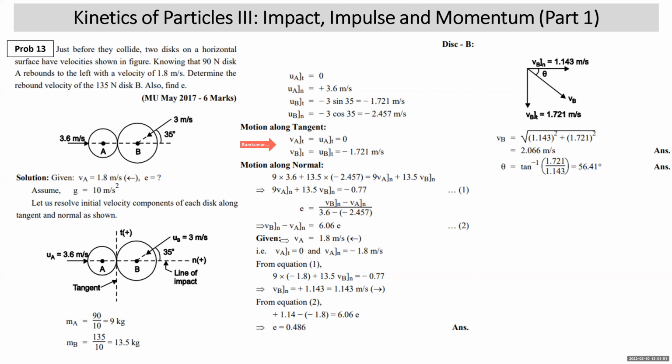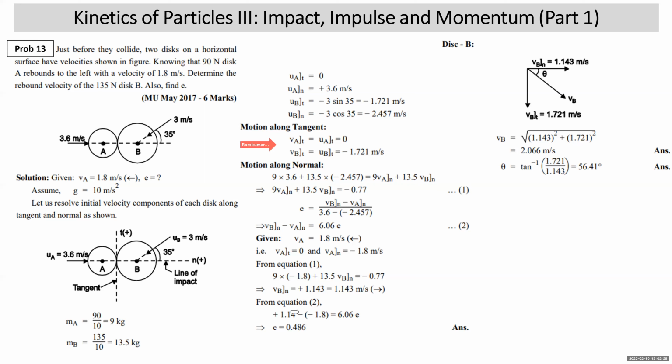Now you've got two equations in terms of VAN and VBN. Solving these two equations, you get the other values. But in this problem, VA is already given to you, 1.8 meter per second to the left. If it is to the left, its tangential component is already understood to be 0, so it is nothing but its normal component. Its normal component is minus 1.8. So we substitute VAN as minus 1.8 in equation number 1, and you will get the value of VBN. VBN comes out to be plus 1.143, that means it is to the right.